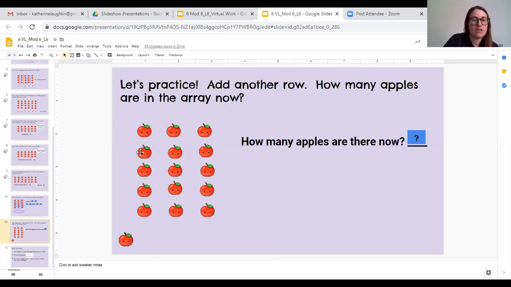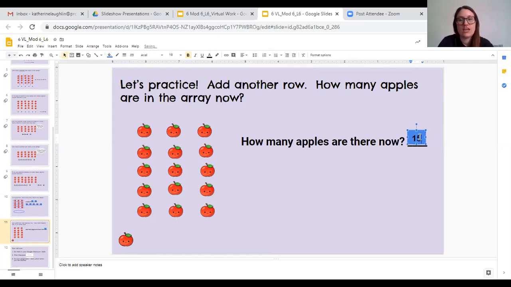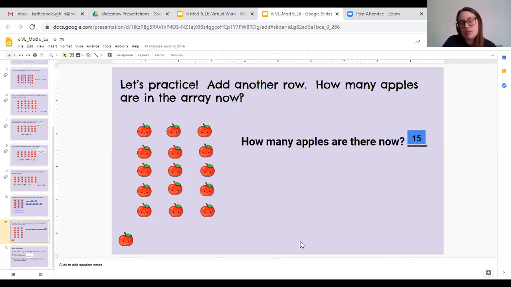So I have 3, 6, 9, 12, and 15. Again, that skip counting comes in really handy because you could count them one by one, but that takes a really long time. So we like to group our objects by rows and skip count them. This is another thing that you may be asked to do on your work today.